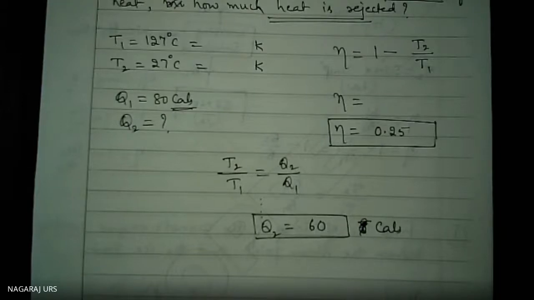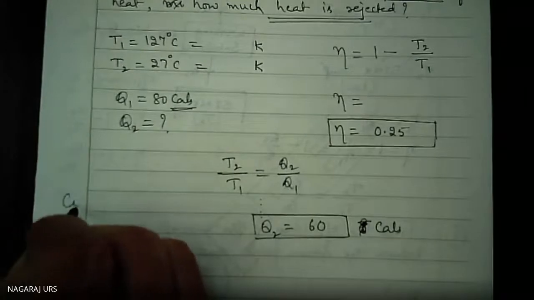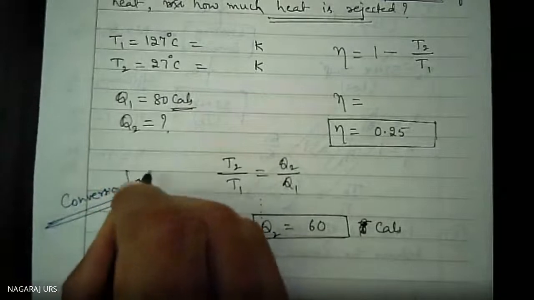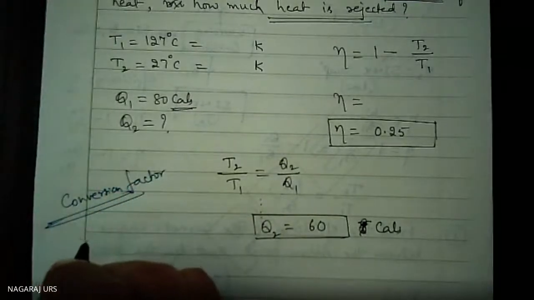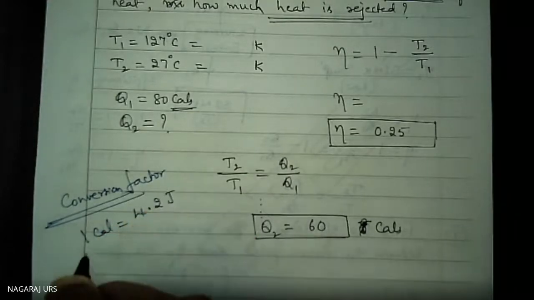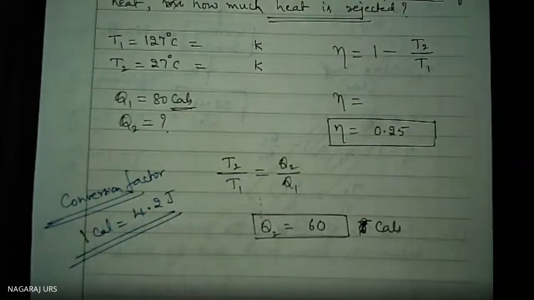1 calorie is equal to 4.2 joules. If you want to convert in the form of calories, conversion factor is present like this. If you want to do the conversion, okay, you can. What is that? 1 calorie is equal to 4.2 joules. This is conversion factor from joules to calorie and calorie to joules. Joules is the SI unit, calorie is the CGS unit. Usually we prefer to go for SI unit only, but on some occasions we are going to put it in terms of calories, that's okay, no problem.